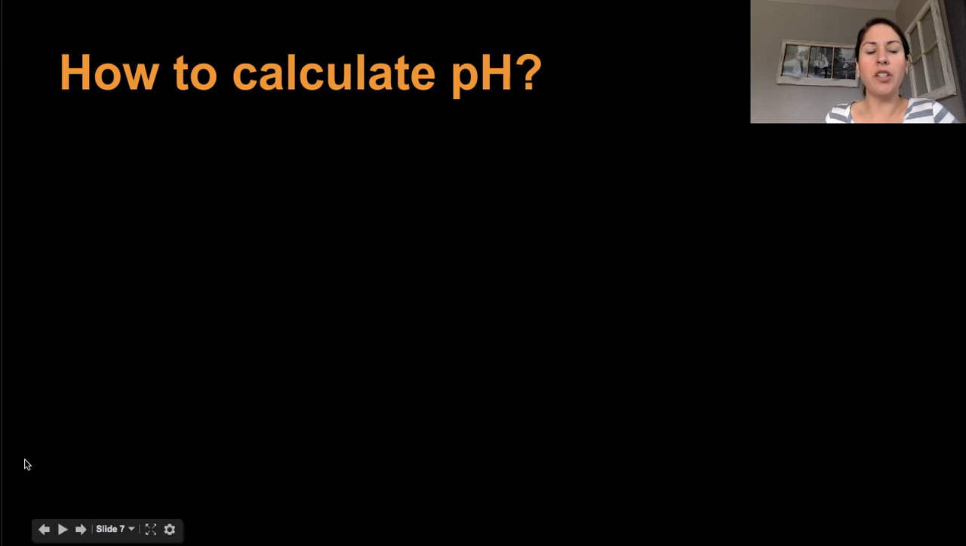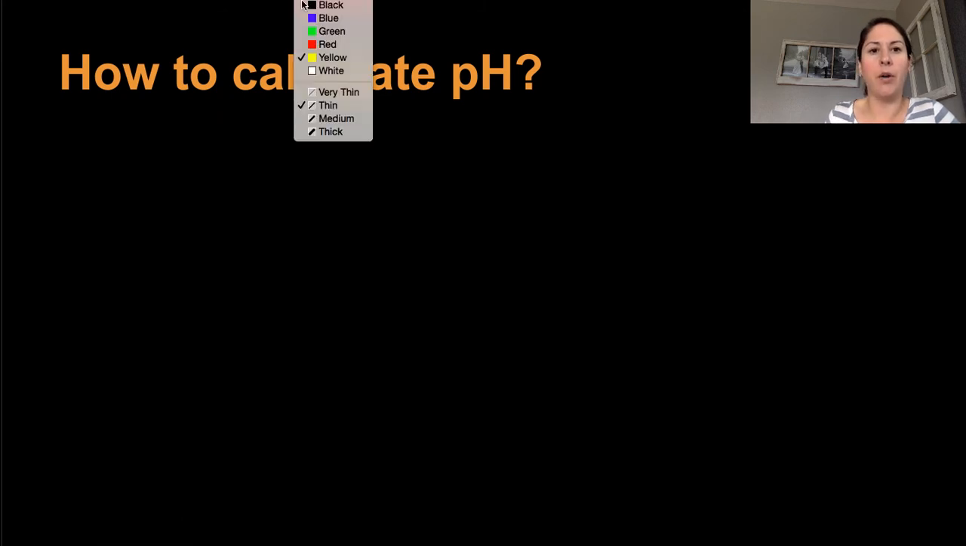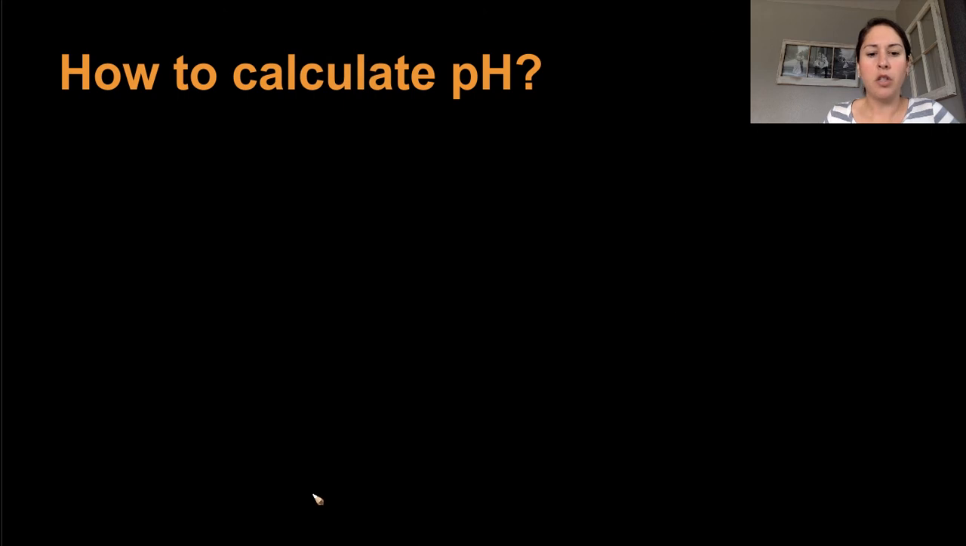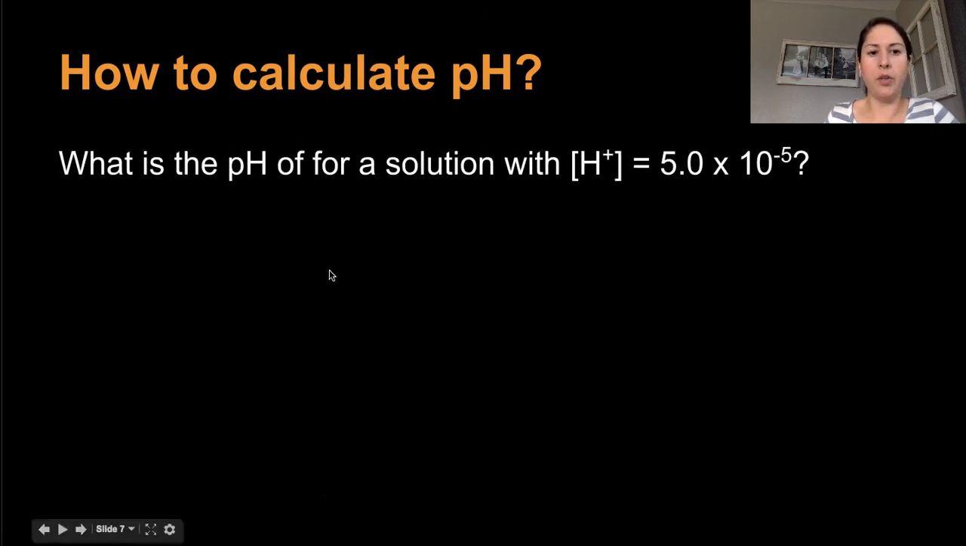So now we need to know how to calculate pH. So let's take a look at an example of how to calculate pH. We have our first question here. What is the pH for a solution with a hydrogen ion concentration of 5 times 10 to the negative 5th?